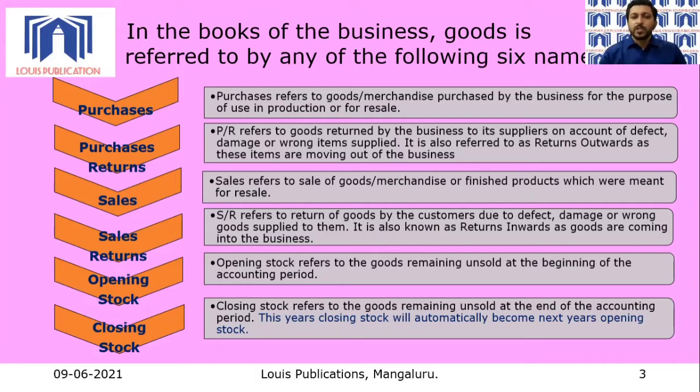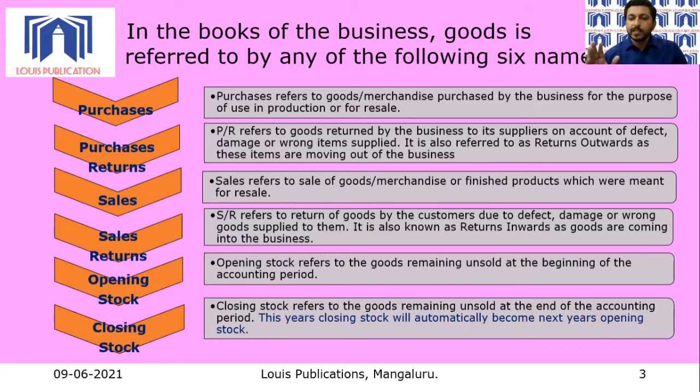Next we have purchases returns. What do you mean by purchases returns? See, the business has purchased goods from suppliers, maybe merchandise or maybe raw material. Now, while these raw materials or goods are being kept ready, either for use or for sale, the business finds that there is some defect, there is some damage, or wrong items have been supplied by the supplier.